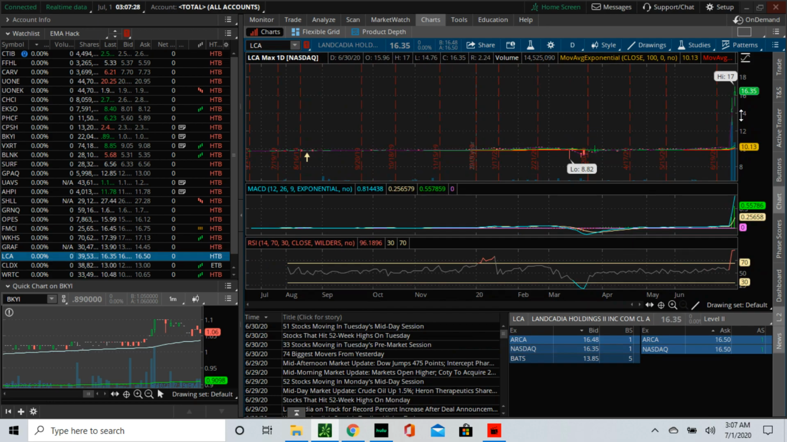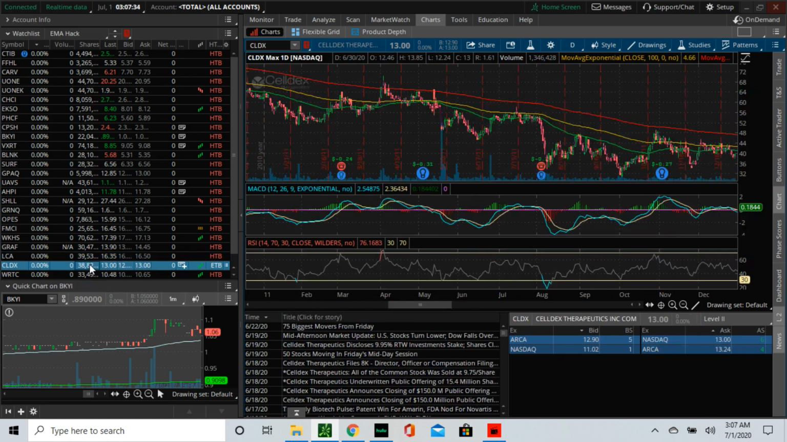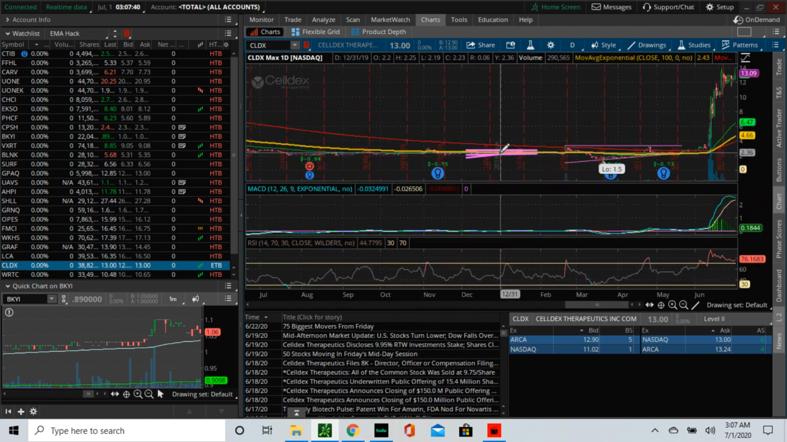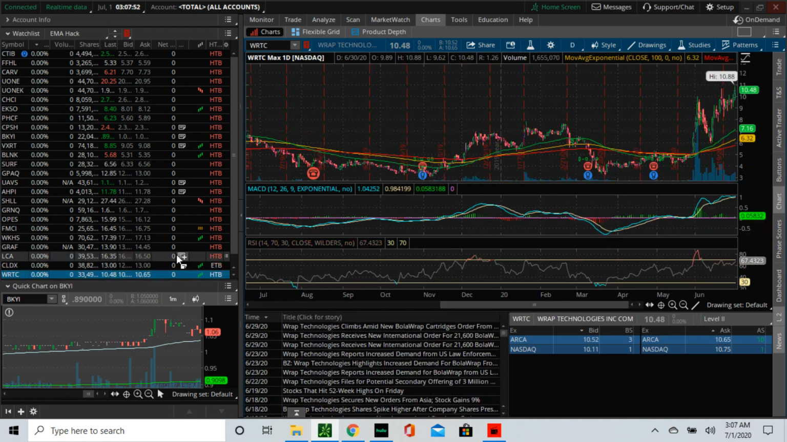LCA, same thing. Some of these are holding companies, so you see that flattening of the EMA with the holding company, and then it will go higher. This is a biotech company. You see it flat, and then it ran up. This should pull back some very soon, if not tomorrow or the next trading day.